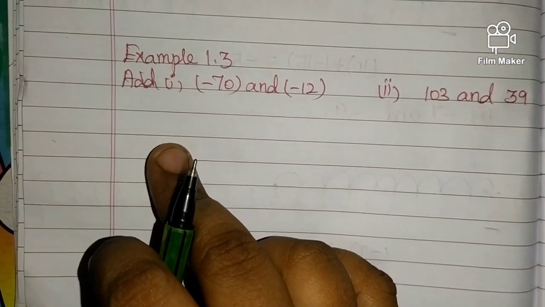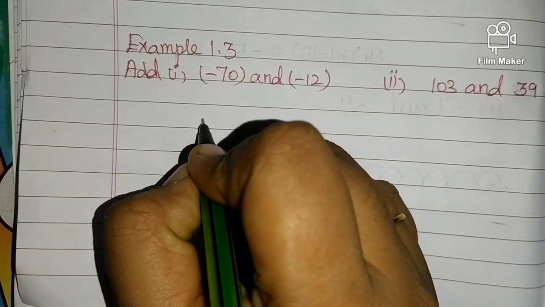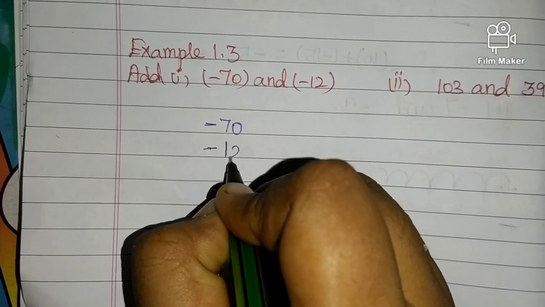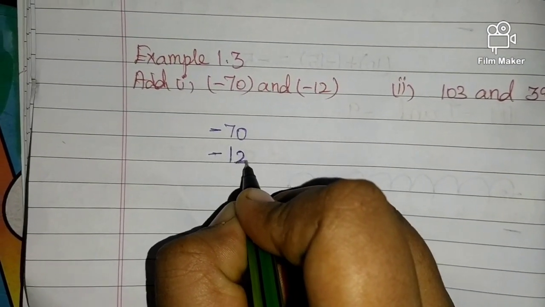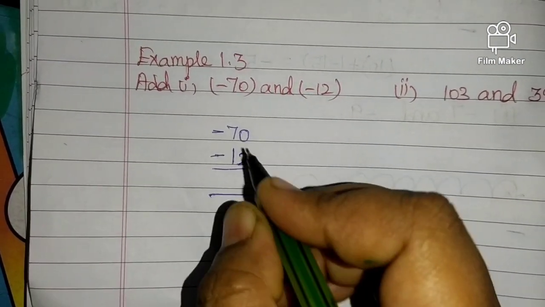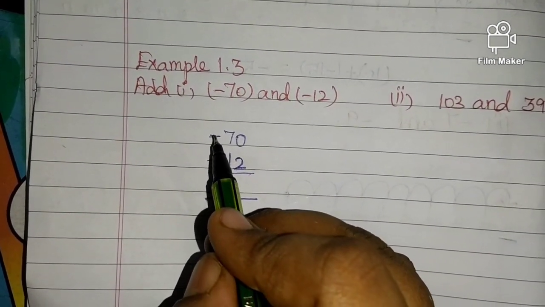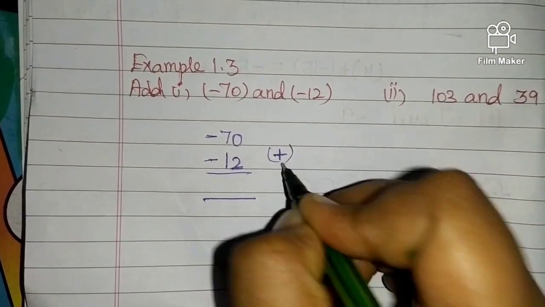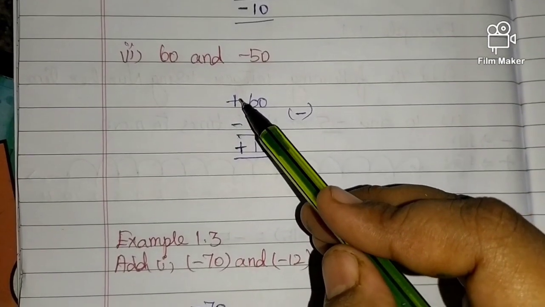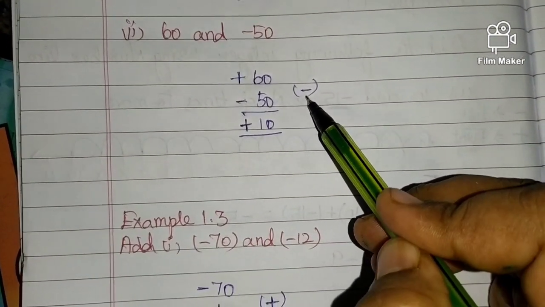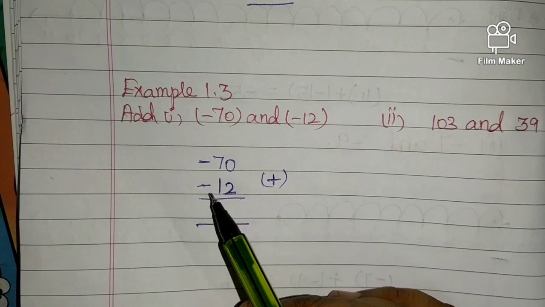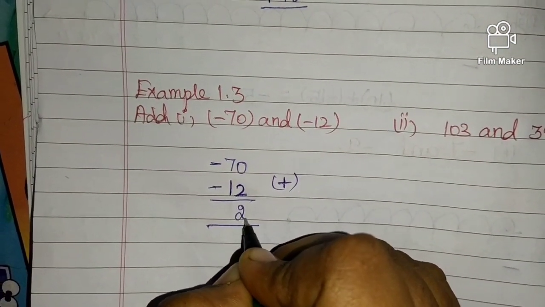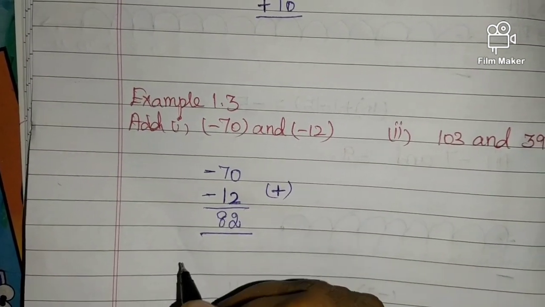is 1.3. So here also we want to do the same addition: minus 70 with minus 12. Children, listen carefully here. Here minus minus, both the symbols are same, so we just do the addition. Where both symbols are different, we did subtraction. Both the symbols are the same, we do the addition. Addition of 2 and 8 means what answer will come? 82 will come.